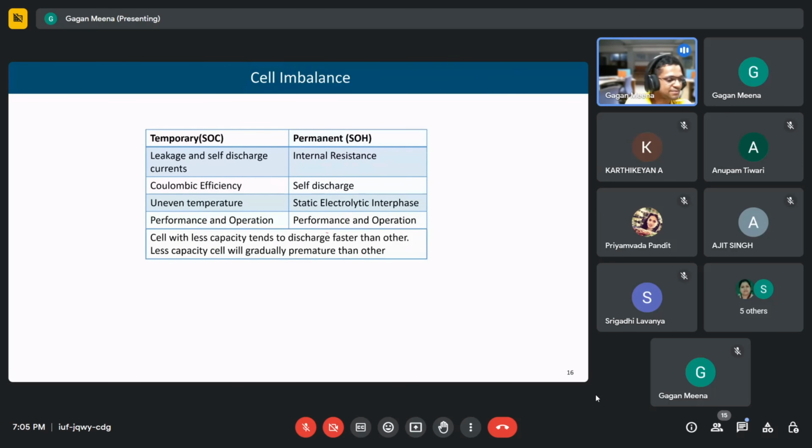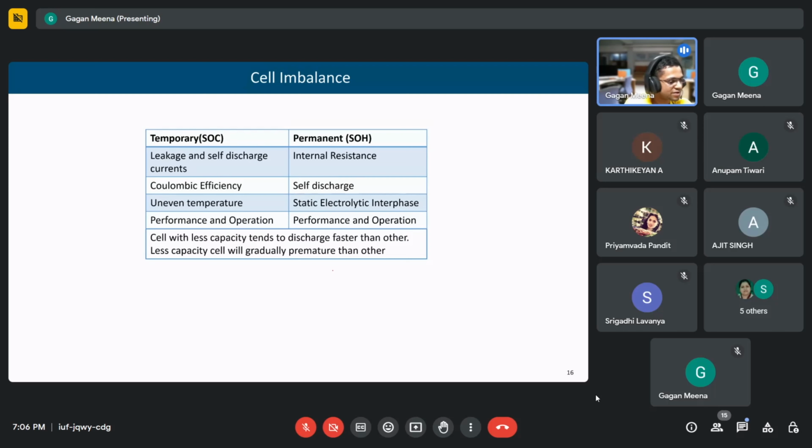Then, this is cell imbalance. These are reasons for cell imbalance: leakage, self-discharge currents, efficiency losses because of conversion from storage medium to electricity and vice versa. Then uneven temperature also results in cell imbalance. Internal resistance. No two cells have same resistance. There is always slight difference. That also results in cell imbalance. These are reasons which we cannot avoid. So we have to deal with them. Somehow we have to balance these cells.